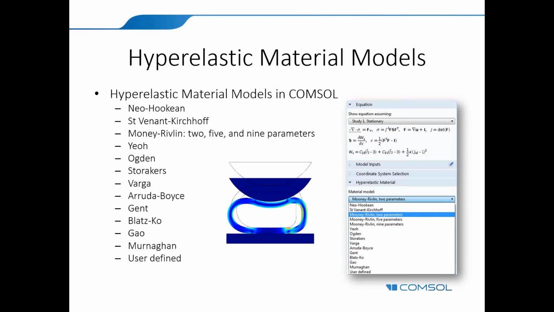So in terms of hyperelastic material models in COMSOL, COMSOL has several built-in hyperelastic material models that you see here in the screenshot on the right-hand side, starting with Neo-Hookean, Mooney-Rivlin, Ogden, Varga, Yeoh, Arruda-Boyce, Gent-Gao. These are for rubber-like materials. Then you have Storakers and Blatz-Ko for hyperelastic foams. You also have the option to use user-defined hyperelasticity to model any other hyperelastic formulation that is not built into COMSOL.